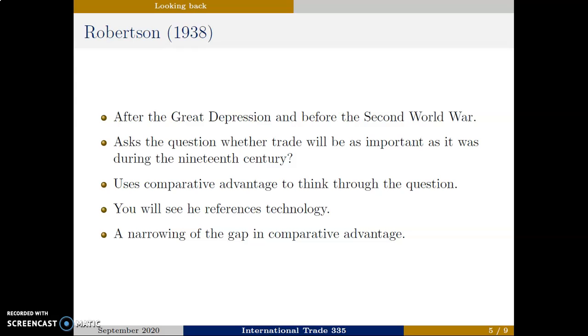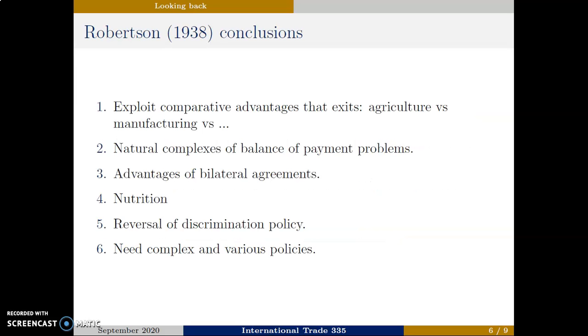He uses comparative advantage, another concept taught to you in this course, to discuss this question and work through it. You will see he refers to technology and the changes in technology and how this might affect trade. His conclusion is that there is a narrowing in the comparative advantage between economies. Robertson recommends 6 suggestions on the future of trade.